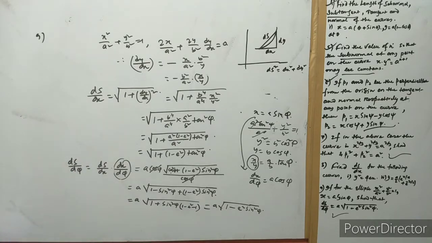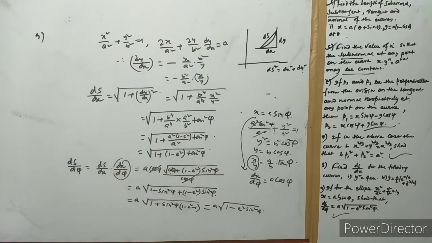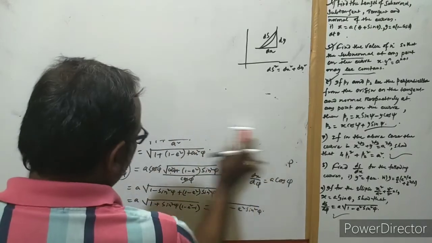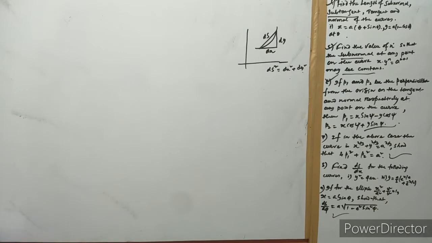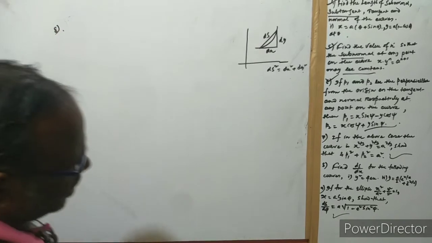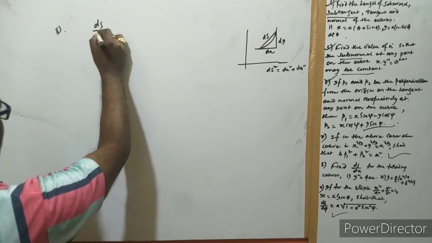So this is question number 9. Okay, now follow question number 8. Here we have to find the value of ds by dx actually.